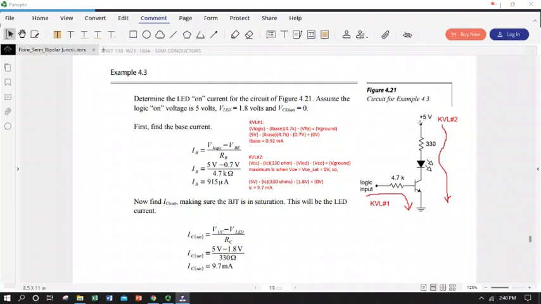So we're going to have 5 volts minus collector current times 330 minus 1.8 equals 0, because we were told that there's no voltage drop over the collector emitter. If we solve for I sub c in that case, we get just 9.7 milliamps. So we're actually operating at saturation, up at the upper end of our DC load line. So we either have to use our beta, or we have to know something about the collector to emitter voltage drop.